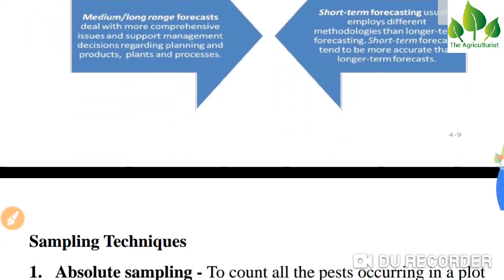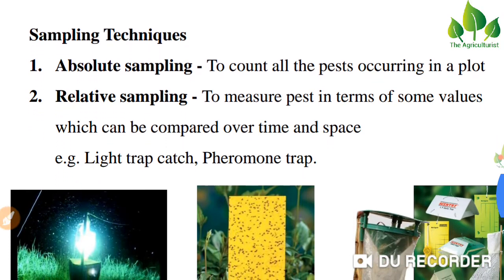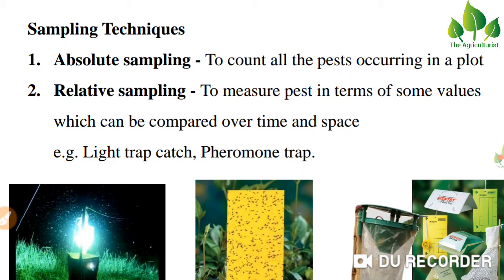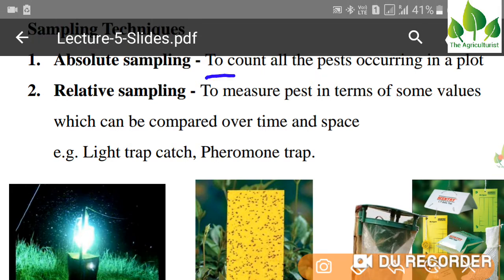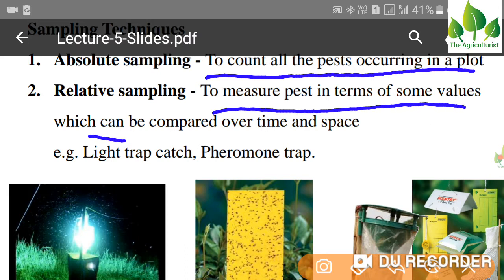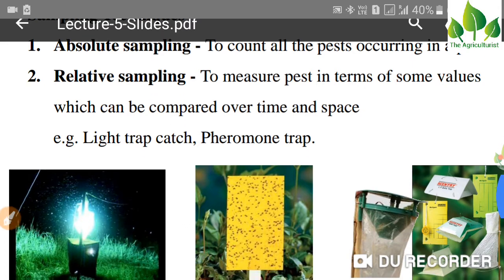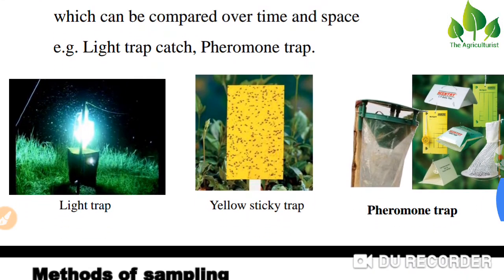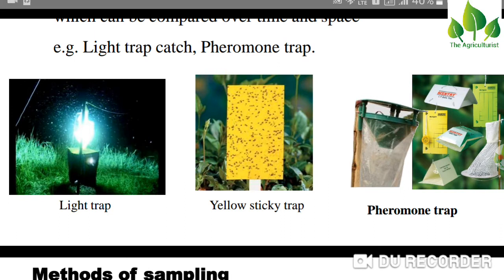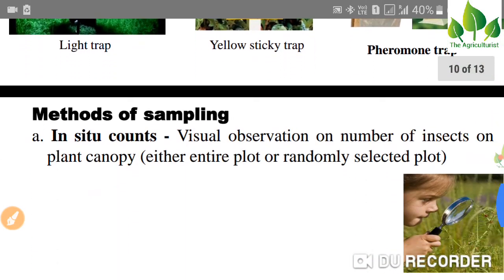Right. Now sampling techniques. First one is absolute sampling, to count all the pests occurring in a plot. So in absolute sampling, we have to count all the insects which are occurring in a plot, and relative sampling is to measure the pest in terms of some values which can be compared over time and space. So relative sampling is used for some specific reasons. We use light trap, pheromone trap, and sticky trap for the collection of insects.